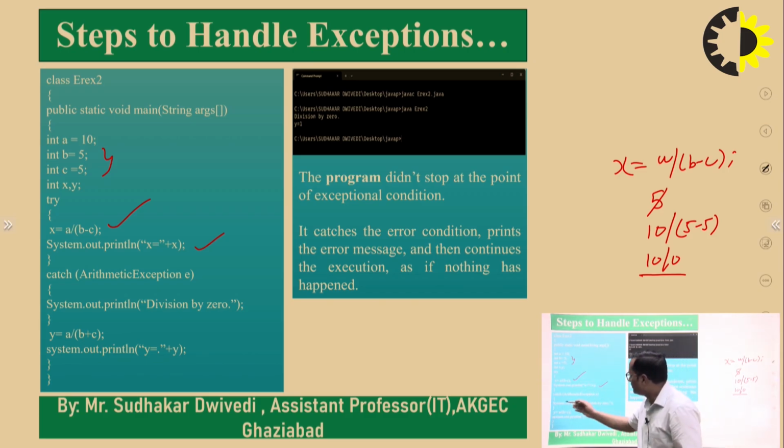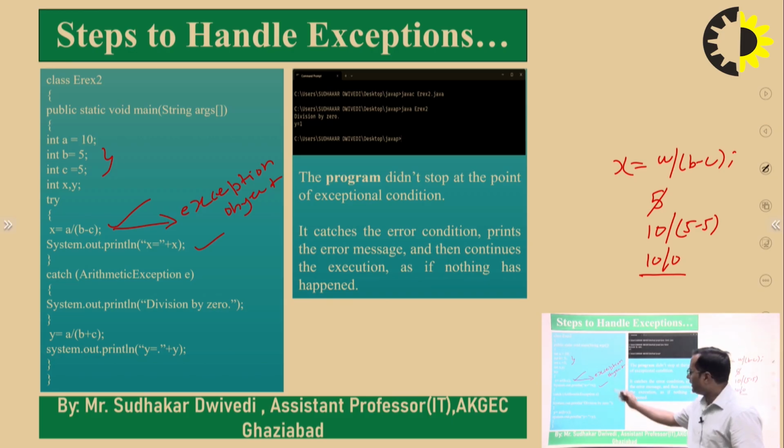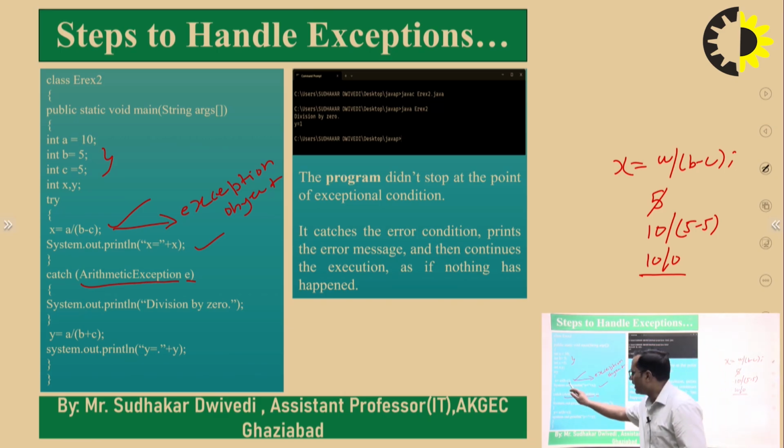And in this case, what will happen? As this line executes, it will create an exception object and it is thrown. It will create an exception object here and it will be thrown, and that object is then caught here. So which type of exception object is created here? It is an arithmetic exception, because we are doing an arithmetical calculation here.